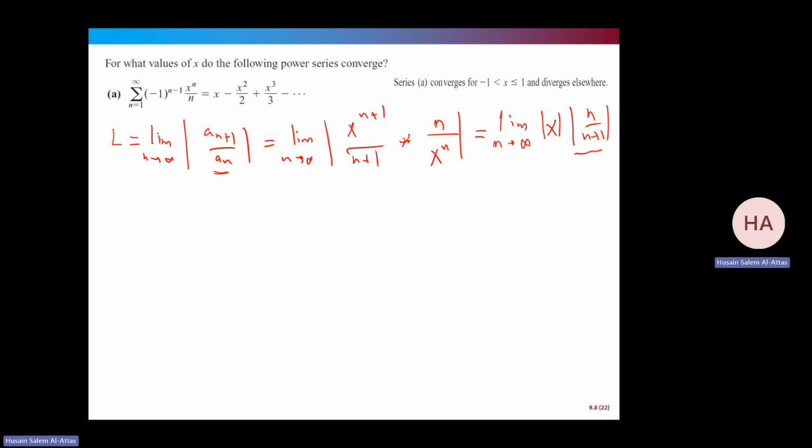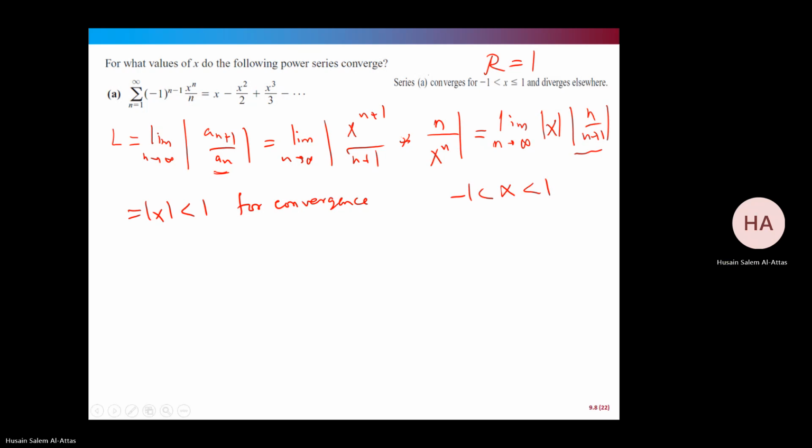What is the limit of this? Very clear, it's 1. So the answer is the absolute value of x. I want this less than 1 for convergence. So I need x to be between minus 1 and 1. And what is R? R will be 1. This is the radius of convergence, since I have x minus 0.